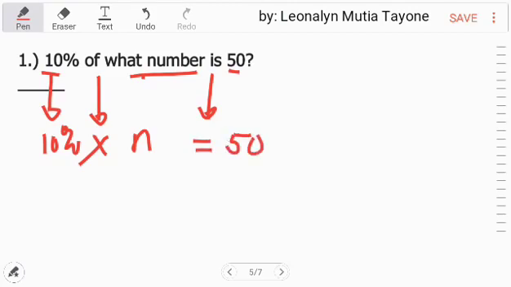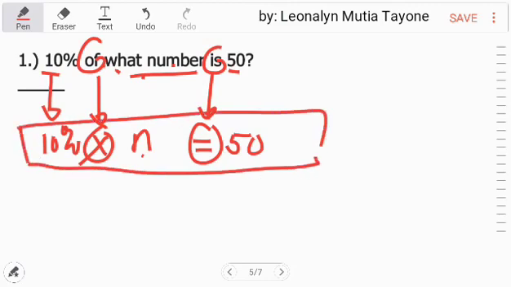50. Again, 10% of what number is 50? Ang "of" ay multiplication, ang "is" ay equal. What number? So, let n be that number. So, ito na yung equation natin: 10% times n equals 50.